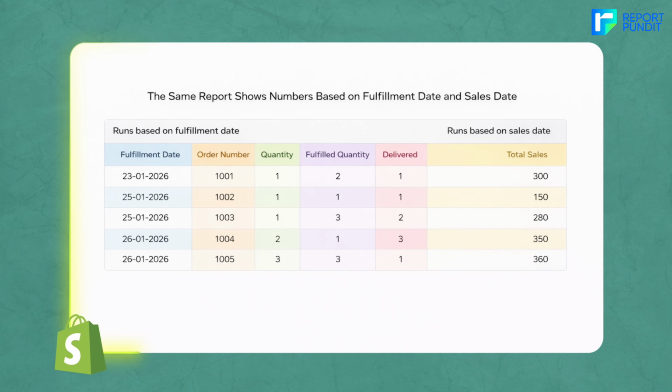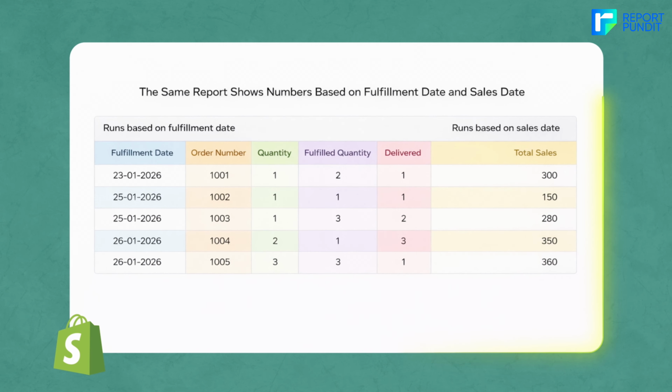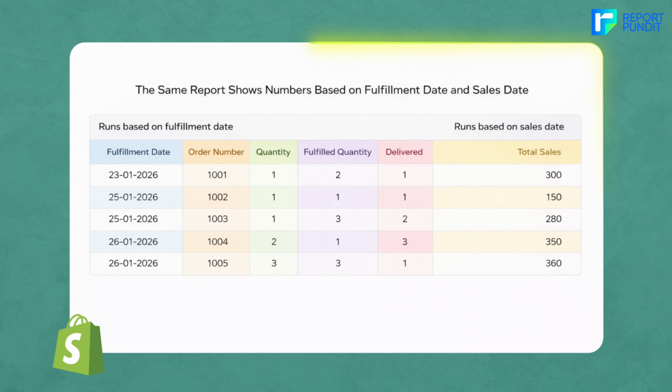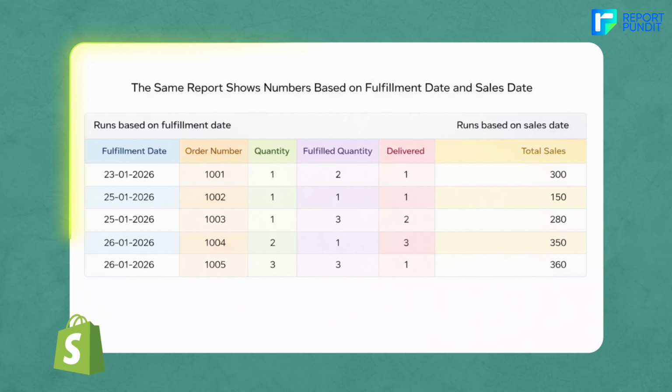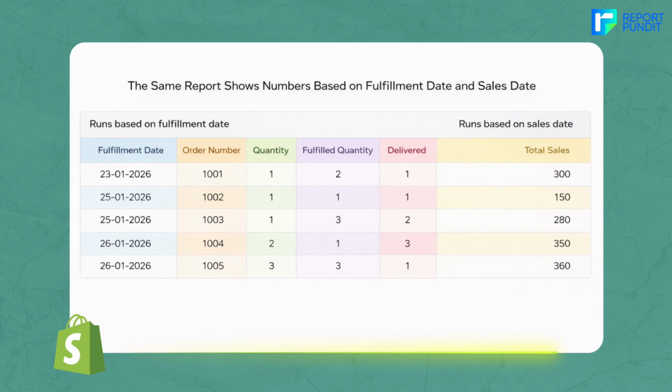Here's the check. These metrics run based on the fulfillment date, the day when the order is fulfilled, whereas the same report has sales fields such as total sales, which generates numbers based on the day when the sale happened. So the fulfillment quantity and the total sales do not match because they are calculated on different dates. Check this table for more information.